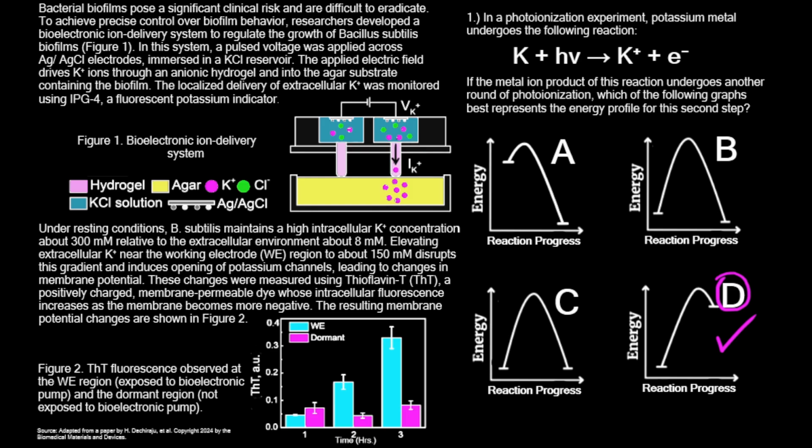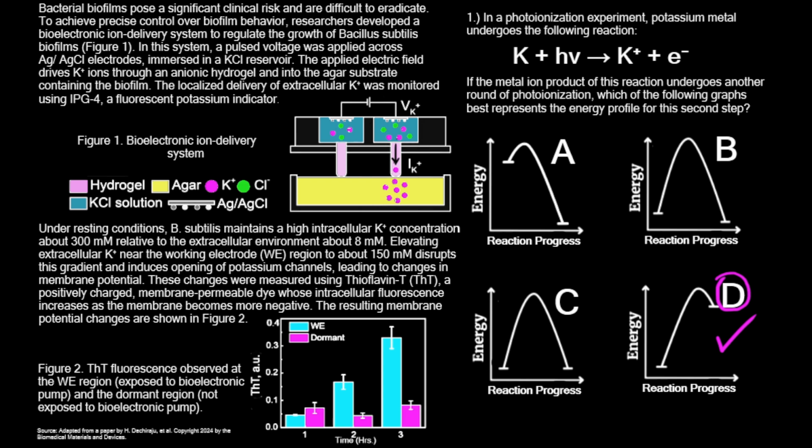Graphs A and B represent exothermic processes in which the reactants start at a higher energy than the products, indicating that energy is released. Graph C is not correct because the reactants and the products are at the same energy level, suggesting no net energy change.